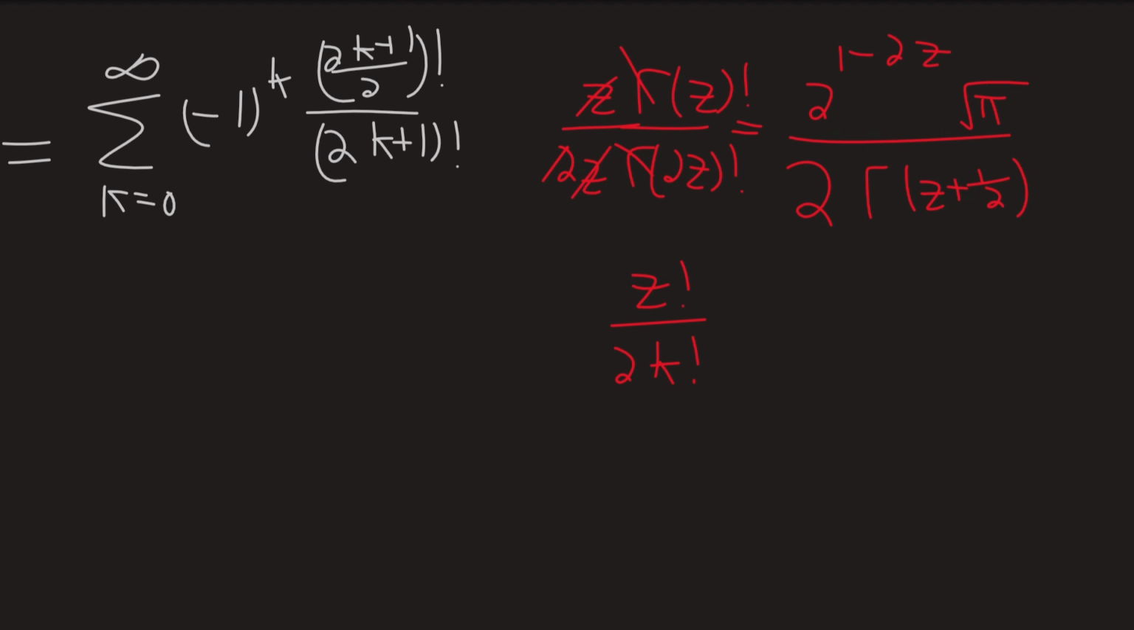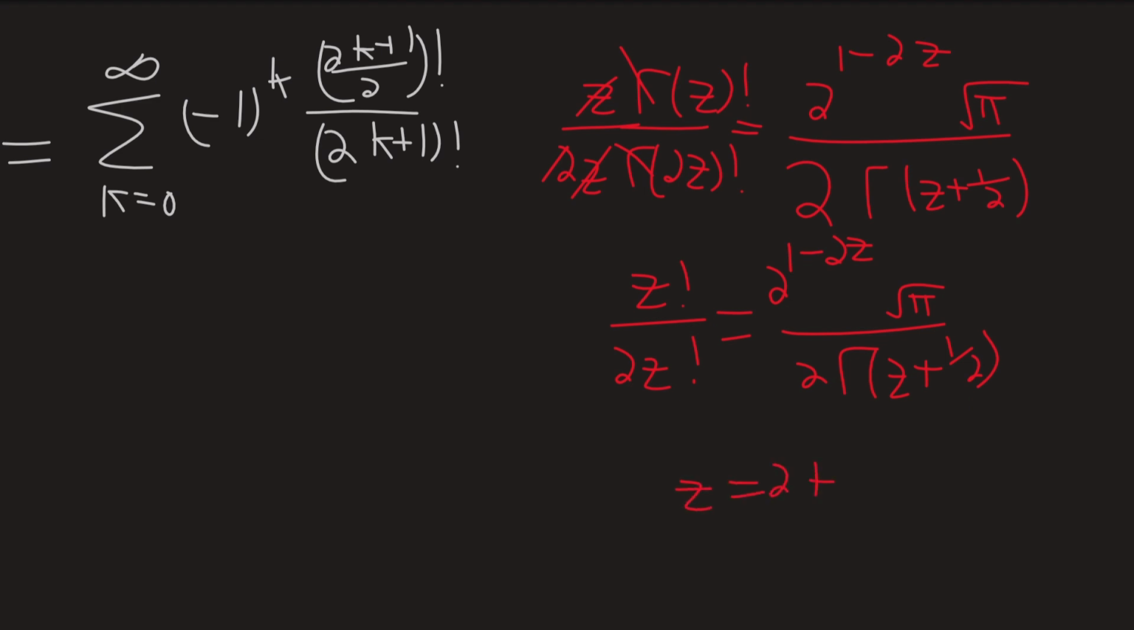Z factorial over 2z factorial is just equal to 2 to the 1 minus 2z times the square root of pi over 2 times the gamma of z plus 1/2. So yeah, that's just what we're going to be using. I cannot write today.